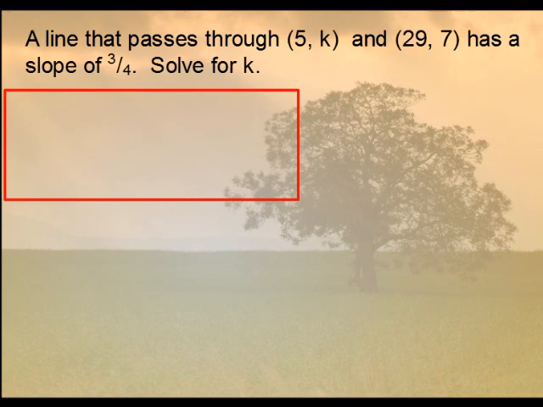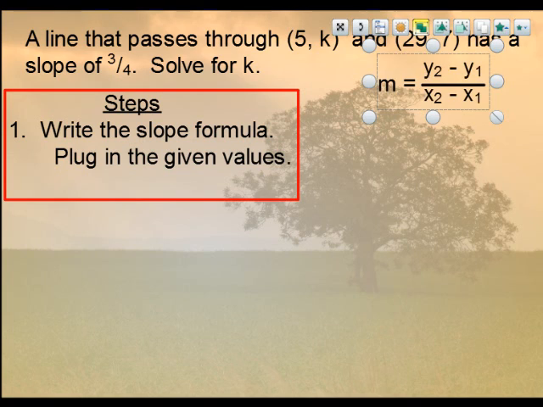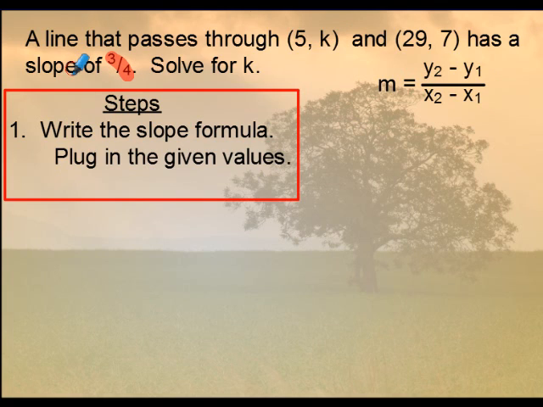Okay, for this one, you're asked to determine the unknown variable given the slope and 2 points. Since we're talking slope here, why don't we begin with the slope formula? And then we can take whatever numbers they give us and plug them in. By the way, that's our slope formula. So we'll take 3/4 here, which is the slope, and plug that in for m.